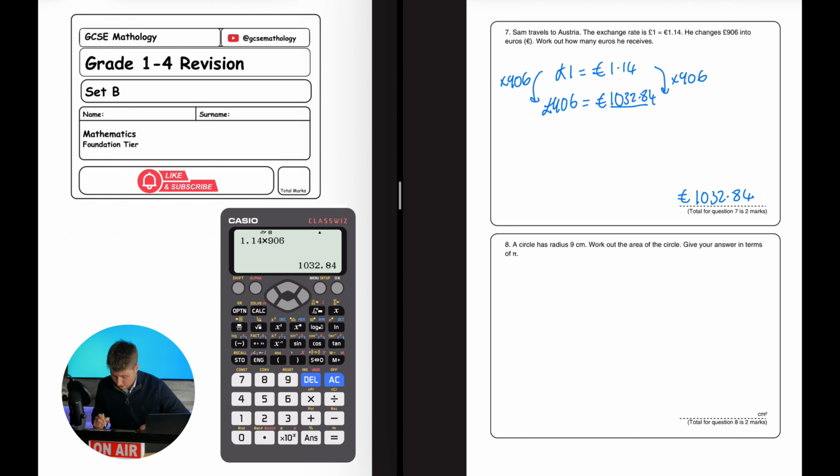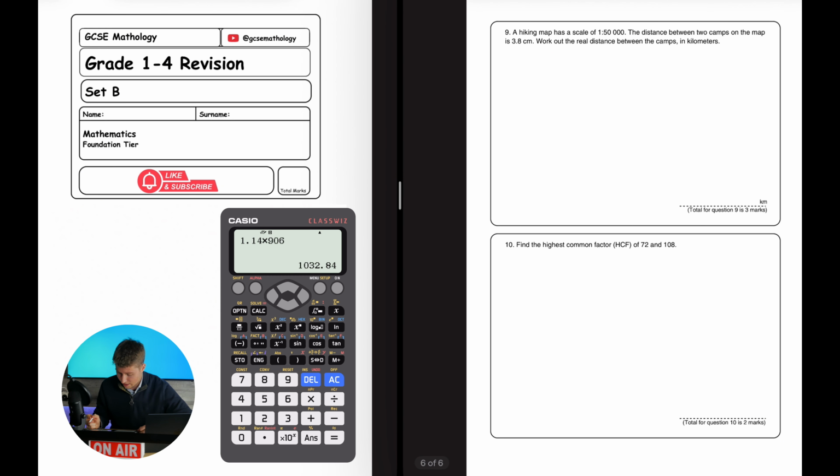Question 8 says a circle has a radius of 9 centimeters. Work out the area of the circle. So the area of a circle is pi r squared. So we're going to do pi multiplied by 9 squared. 9 squared is 81. So the final answer is 81 pi centimeters squared.